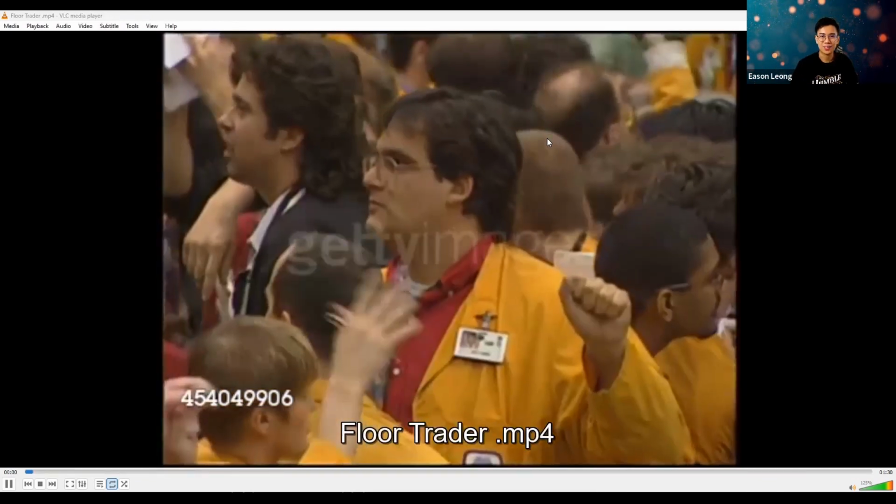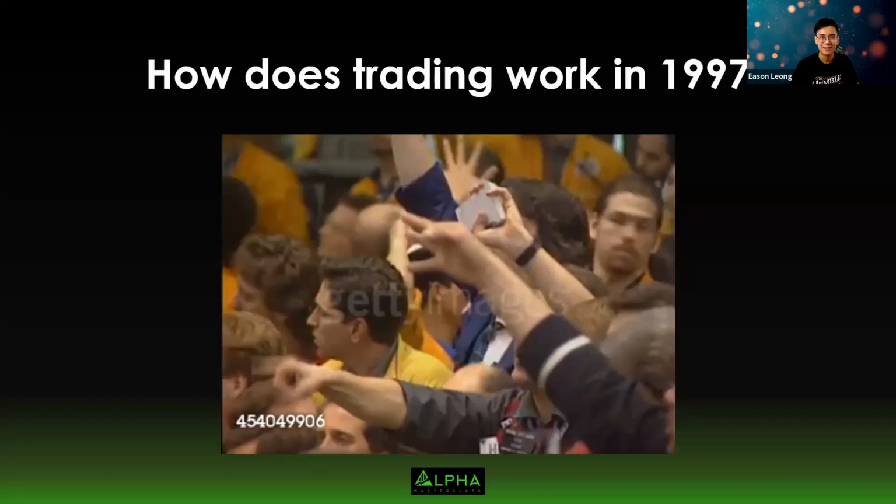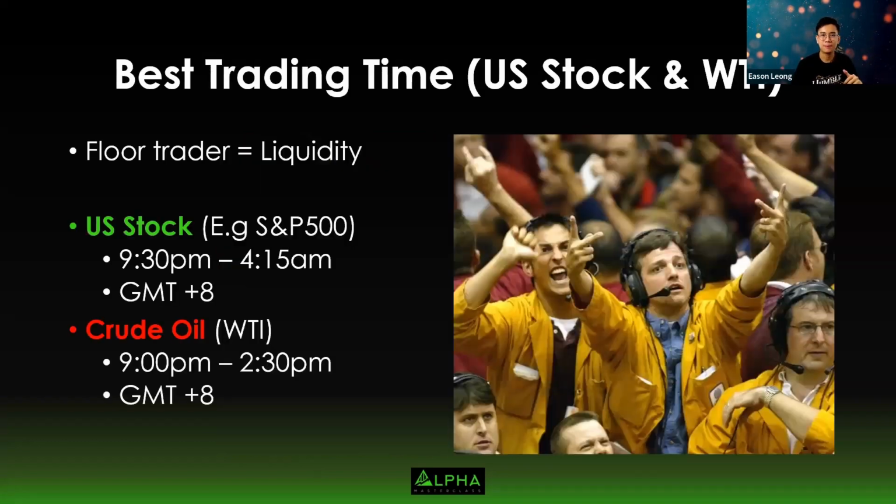So this is how professional traders traded in the past, in the US, on the exchange. These people are what we call floor traders, wearing their yellow jackets and trading live in the market. They are human, so when they trade, the market moves, and they are likely to be driven by emotion most of the time.